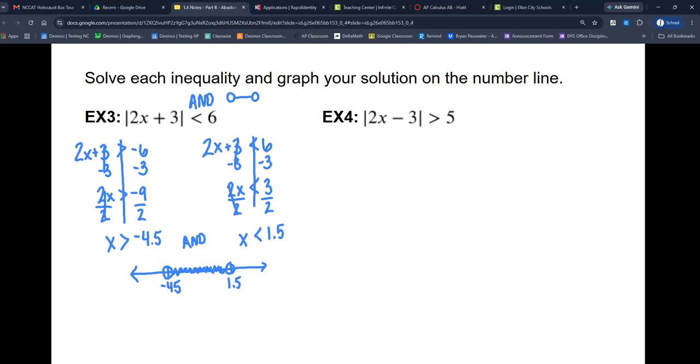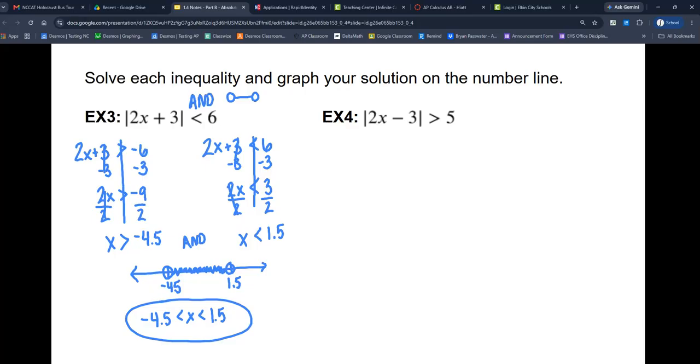You should really always graph it because we are going to look at an exception here in a minute. But if you forget, you really could just do lowest number first, less than x, less than highest number. Okay here? All right, this is how you would write your final answer. And that just means all the numbers between negative 4.5 and 1.5.